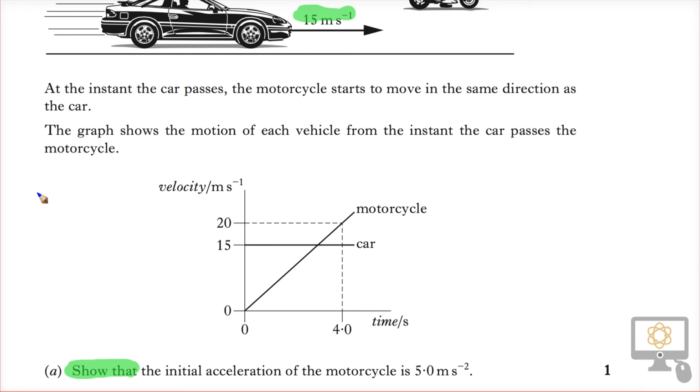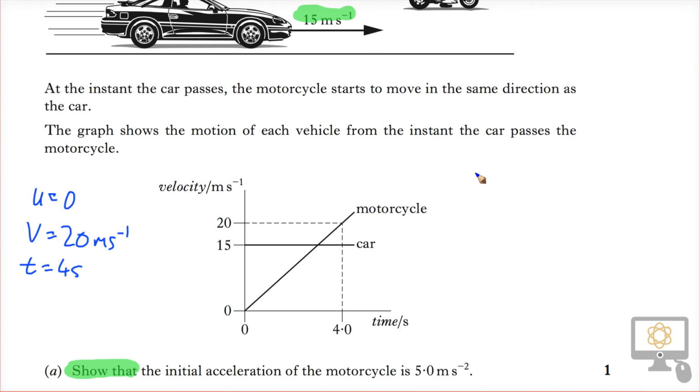We have the initial speed of the motorcycle, which is 0. We have the final speed after 4 seconds, v, which is 20, and we have the time over which it's accelerating, which is 4 seconds. So we have lots of data, and we need to use all of that data to determine the acceleration.